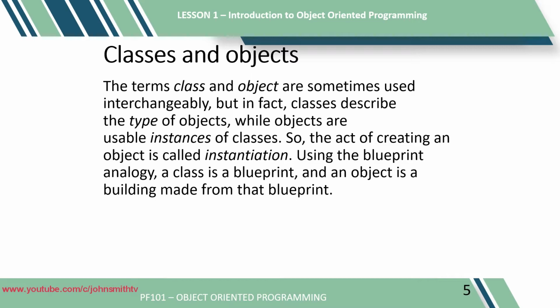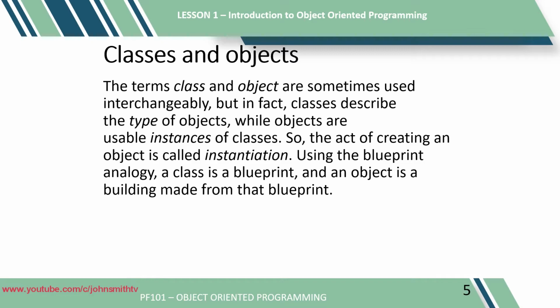The terms class and object are sometimes used interchangeably, but in fact, classes describe the type of objects, while objects are usable instances of classes. So, the act of creating an object is called instantiation. Using the blueprint analogy, a class is a blueprint, and an object is a building made from that blueprint.